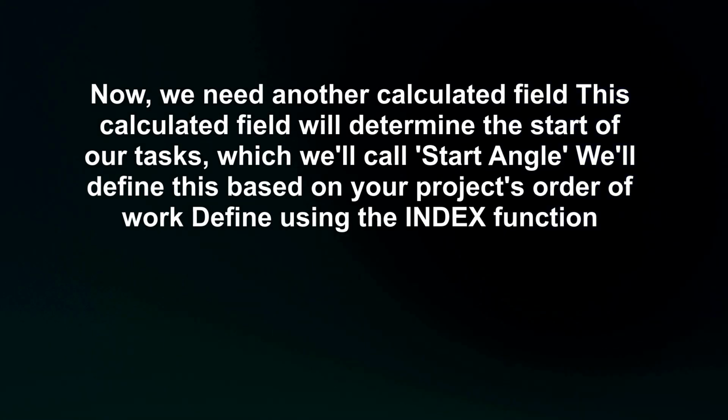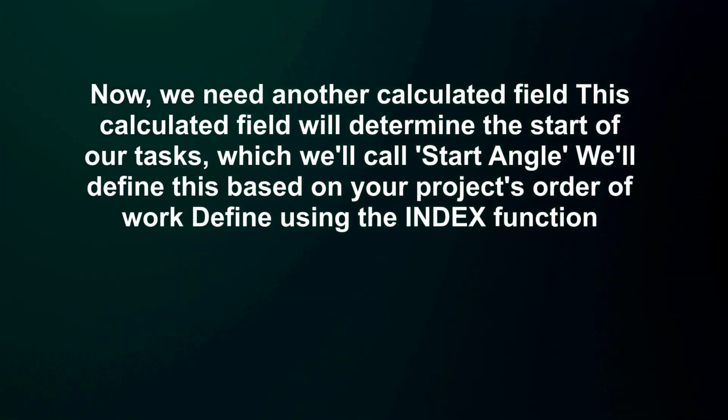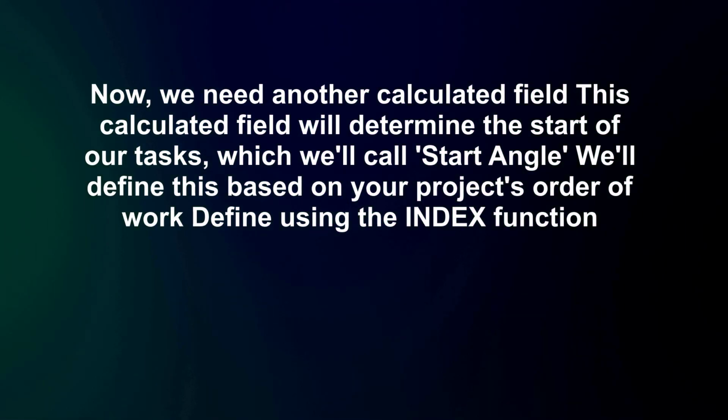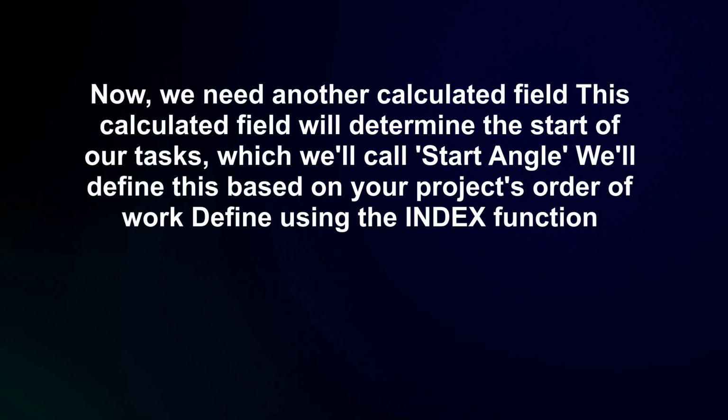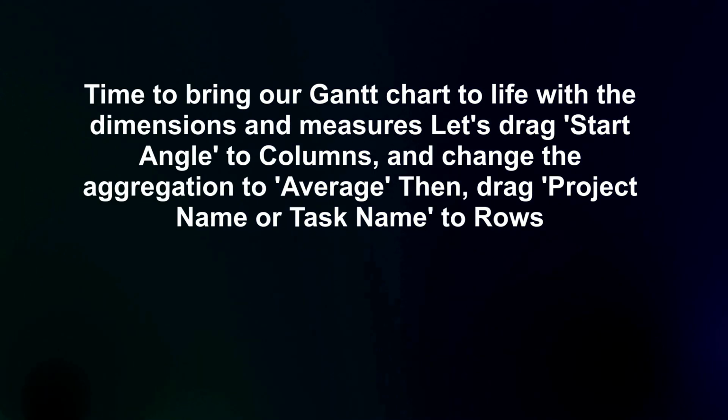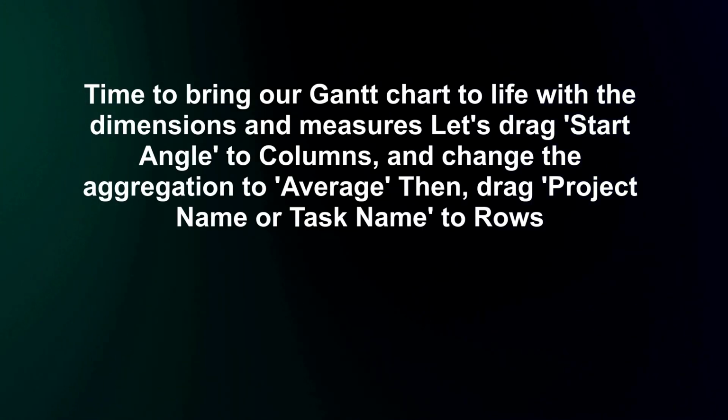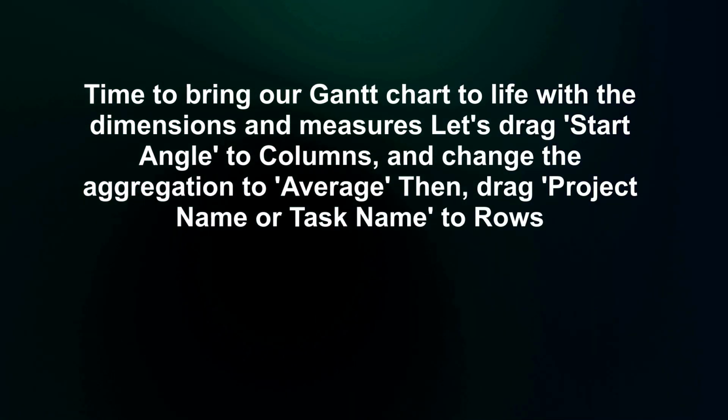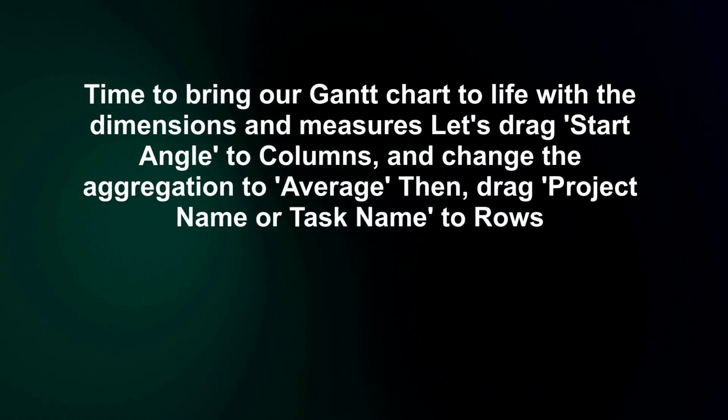This calculated field will determine the start of our tasks, which we'll call start angle. We'll define this based on your project's order of work defined using the index function. Time to bring our Gantt chart to life with the dimensions and measures. Let's drag start angle to columns and change the aggregation to average.